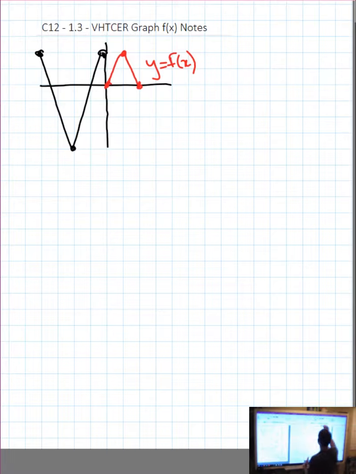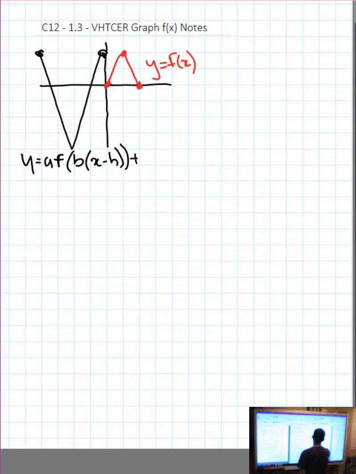And ask ourselves what's happened. So we're going to start off with the function as given, f of x, and we're going to transform it into the function y equals a f of b, open bracket, x minus h, close bracket, plus k. So I'm going to start by writing my function y equals f of x.